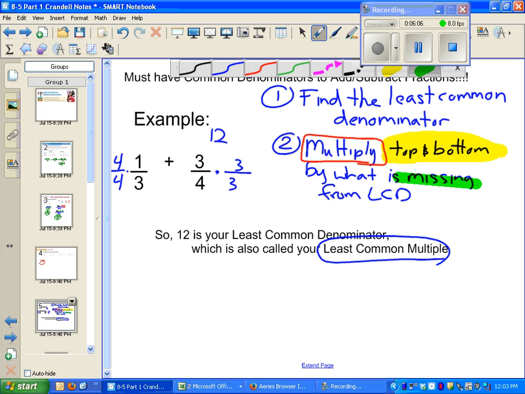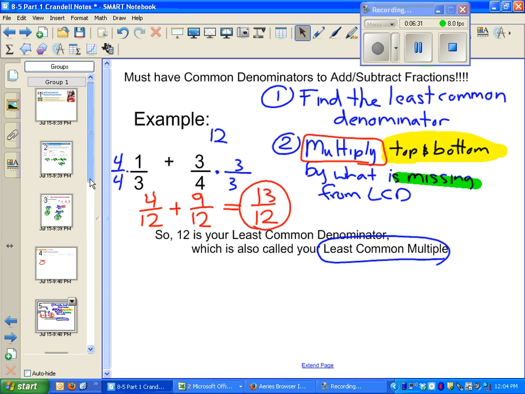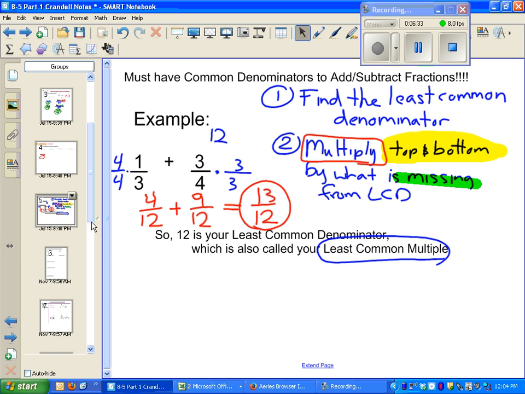Okay, so for this one, you already know how to do, but all right, so we have 4 over 12 plus 9 over 12. Okay, so I keep the same name. 4 plus 9 is 13. Final answer. Okay, so we're going to use these same two steps with polynomials. So we're still going to find the least common denominator. We're going to multiply top and bottom by what's missing. All right, but first we're going to take some practice and find common multiples.